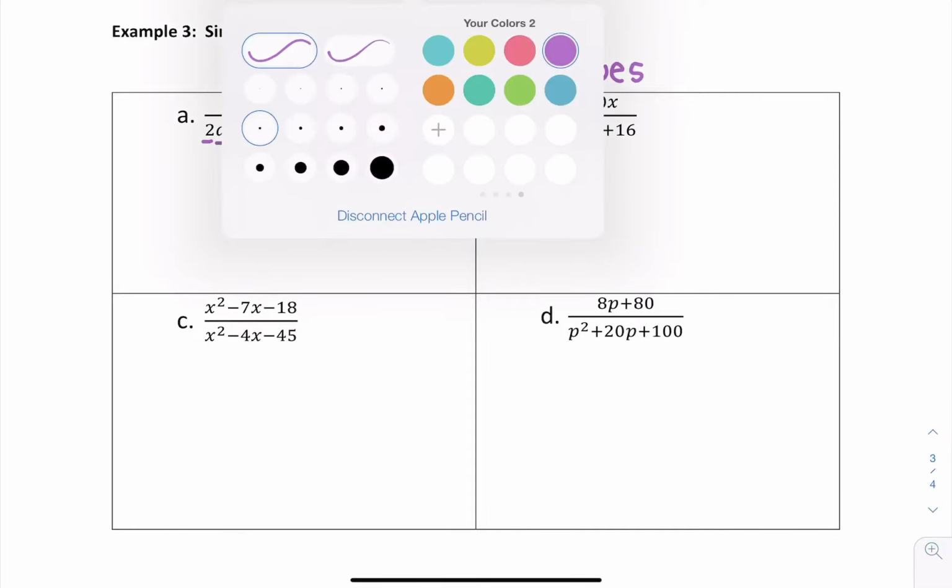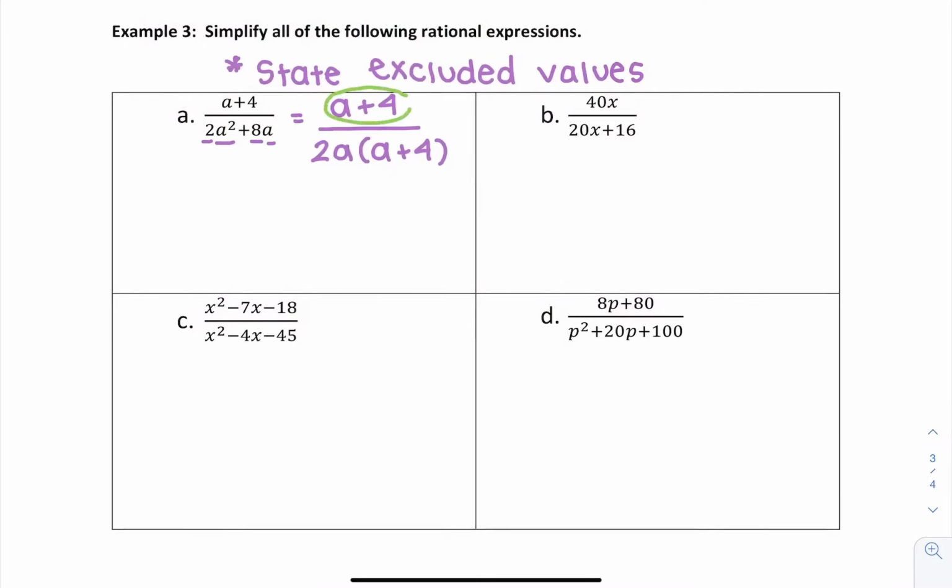Now notice I have an a plus 4 on the top and an a plus 4 on the bottom that are being multiplied, so I can cancel them. When I cancel, it doesn't turn into 0, it turns into a 1. So on the top now, instead of just having nothing, I have a 1 over 2a. Now the last thing we have to do is state the excluded values.